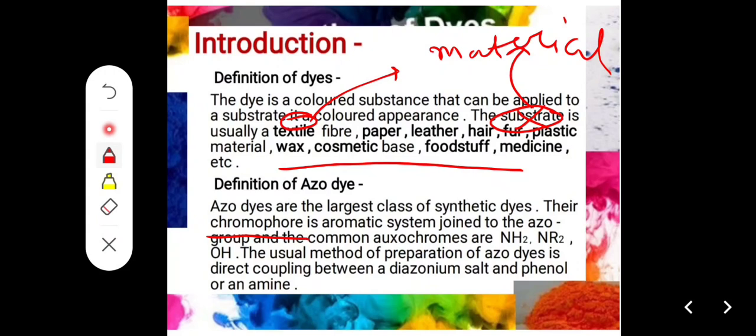The usual method of preparation of azo dye is direct coupling between the diazonium salt and phenol or an amine. That is, direct coupling between the diazonium salt, that is N2Cl minus, with phenol or an amine. Azo dyes are the largest class of synthetic dye. Their chromophore is an aromatic system joined to the azo group, that is the N double bond N group, and the common auxochromes are NH2, NR2, OH, which bear some lone pair. And the usual method of preparation of azo dye is direct coupling between a diazonium salt and phenol or an amine.